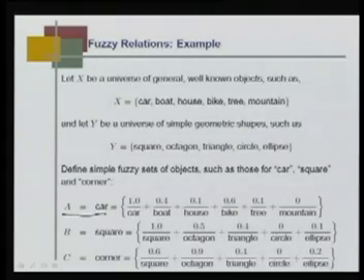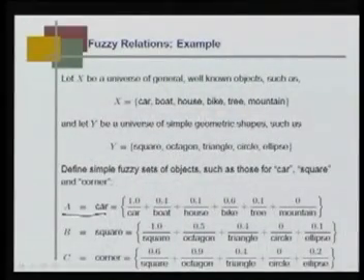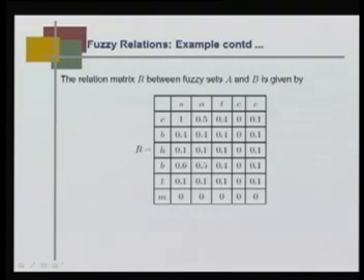Now, we would like to establish the relationship between car and square, square and corner, and then infer the relationship between car and corner using the fuzzy inference composition rule. So, find a relation R between car and square, find a relation S between square and corner. Using the max-min composition rule, find a relation T between car and corner. So, this is the question.